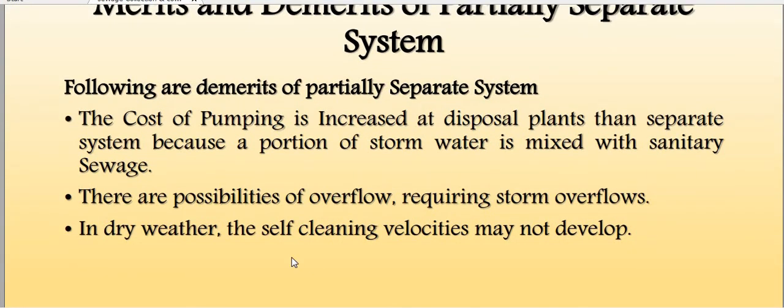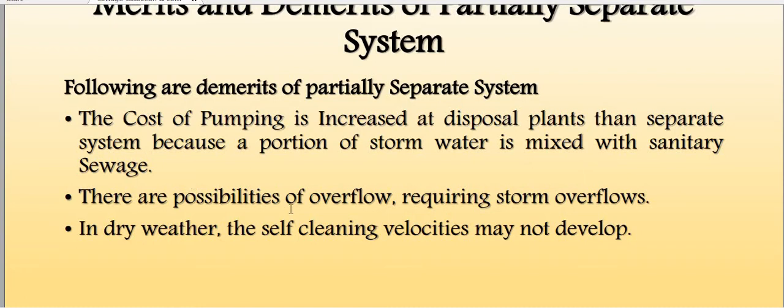So what are the demerits of the partially separate system? The cost of pumping at the disposal point is increased compared to the separate system, because a portion of storm water is mixed with the sanitary sewage. Again, we have to pump some water at the disposal point because the storm water portion is mixed with the sewage system.